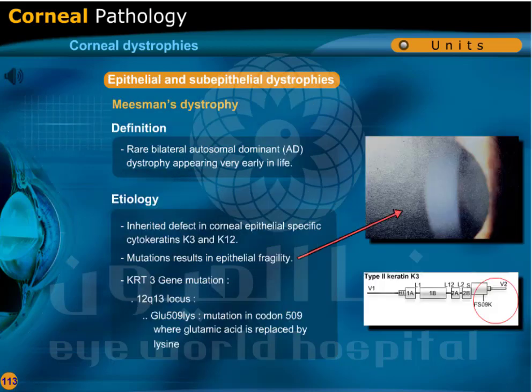Epithelial and subepithelial dystrophies. Meesmann's dystrophy. This is a rare bilateral autosomal dominant dystrophy appearing very early in life. There is an inherited defect in corneal epithelial specific cytokeratins K3 and K12. Mutations result in epithelial fragility. KRT3 gene mutation, 12q13 locus. Mutation in codon 509 where glutamic acid is replaced by lysine is present.